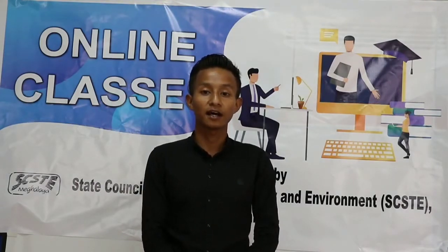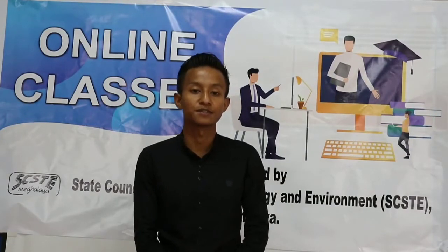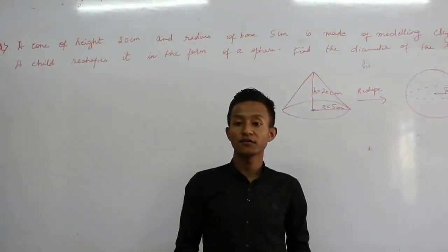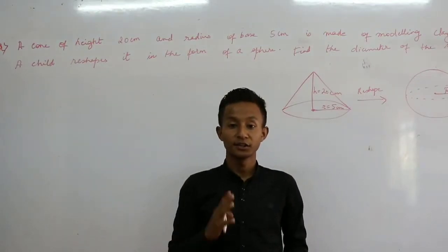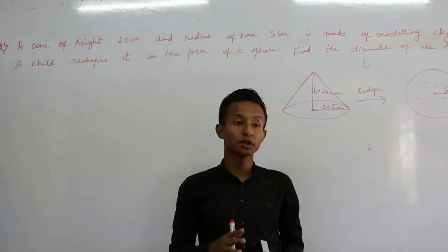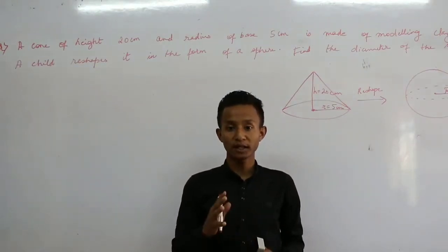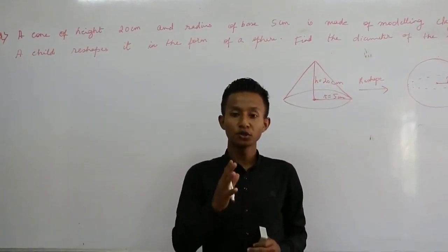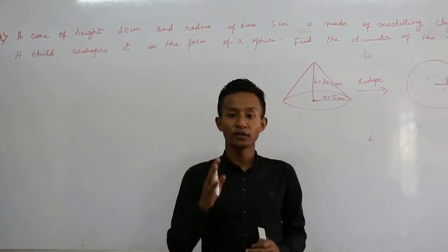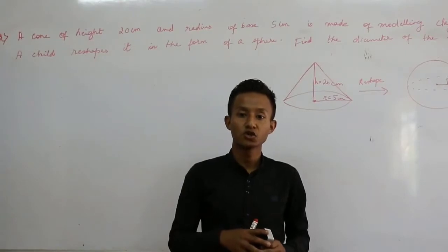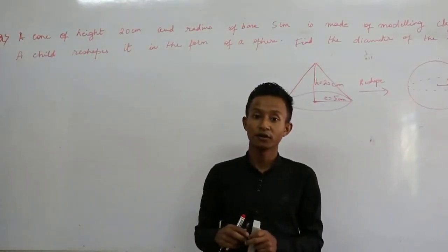So for today, I will continue my lecture on the chapter of surface area and volume. Today I'm going to solve a problem which involves changing of one object to the other. An important point to note is that when one object is changed to the other, the volume of the first object is equal to the volume of the second object. So here we're going to solve that problem.